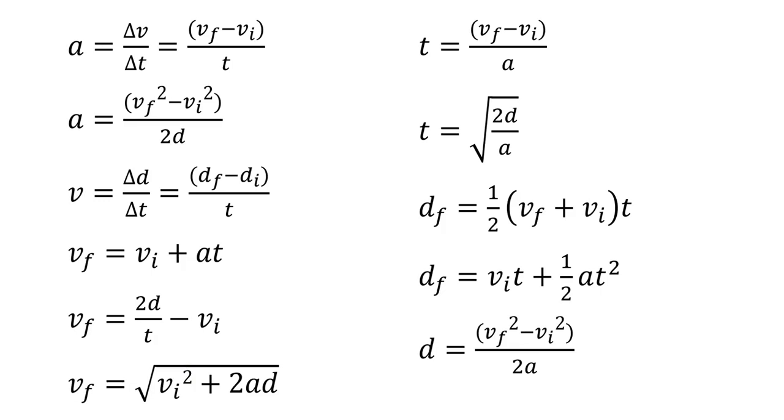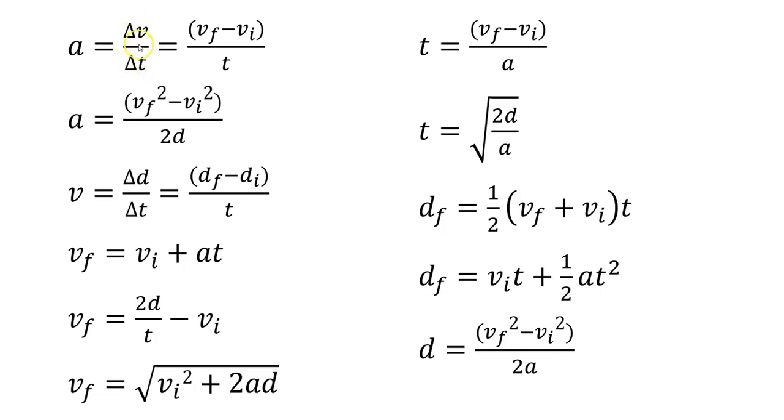So as I said, you should already have all of your equations written down. Some of these may look a little different, things that you're not used to. So let's talk about them before we get started with the color coding. Let's start with the very first equation, a equals delta v over delta t.